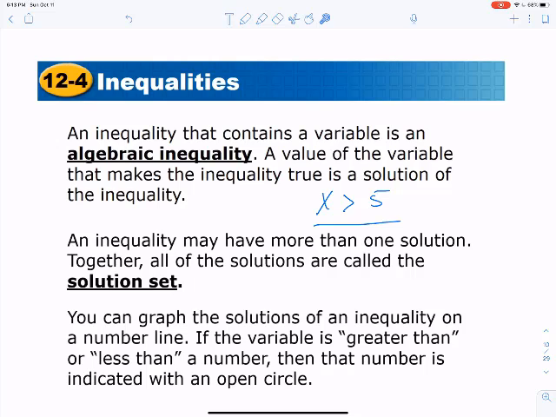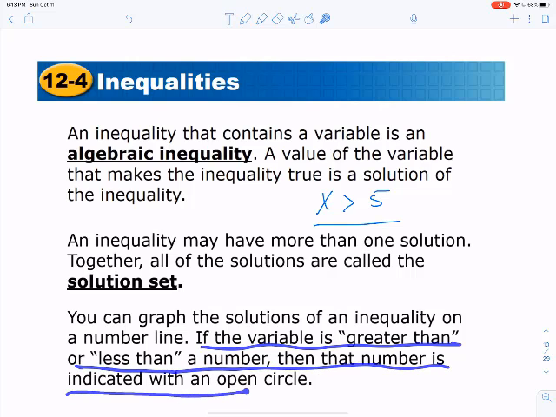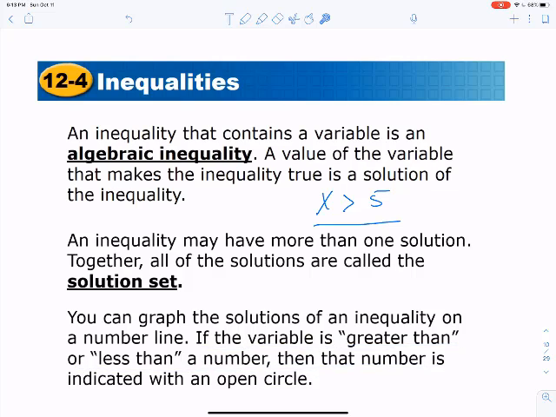You can graph the solutions of an inequality on a number line. If the variable is greater than or less than a number, then the number is indicated with an open circle. Very important. So please write that down. If the variable is greater than or less than a number, then the number is indicated with an open circle.